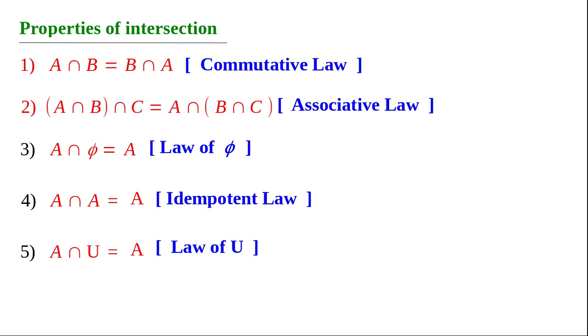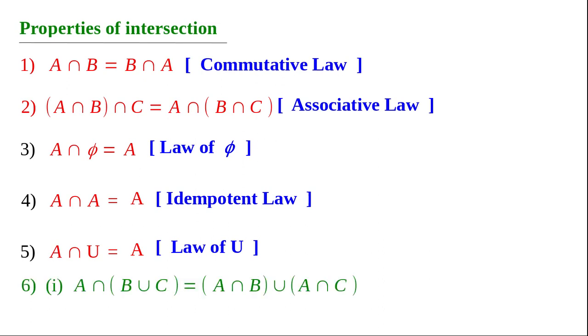And the sixth property, which is not mentioned before, that is only for intersection. A intersection B union C is equal to A intersection B union A intersection C. Here the operation intersection distributes over union. Intersection distributes over union. A intersection B union A intersection C.